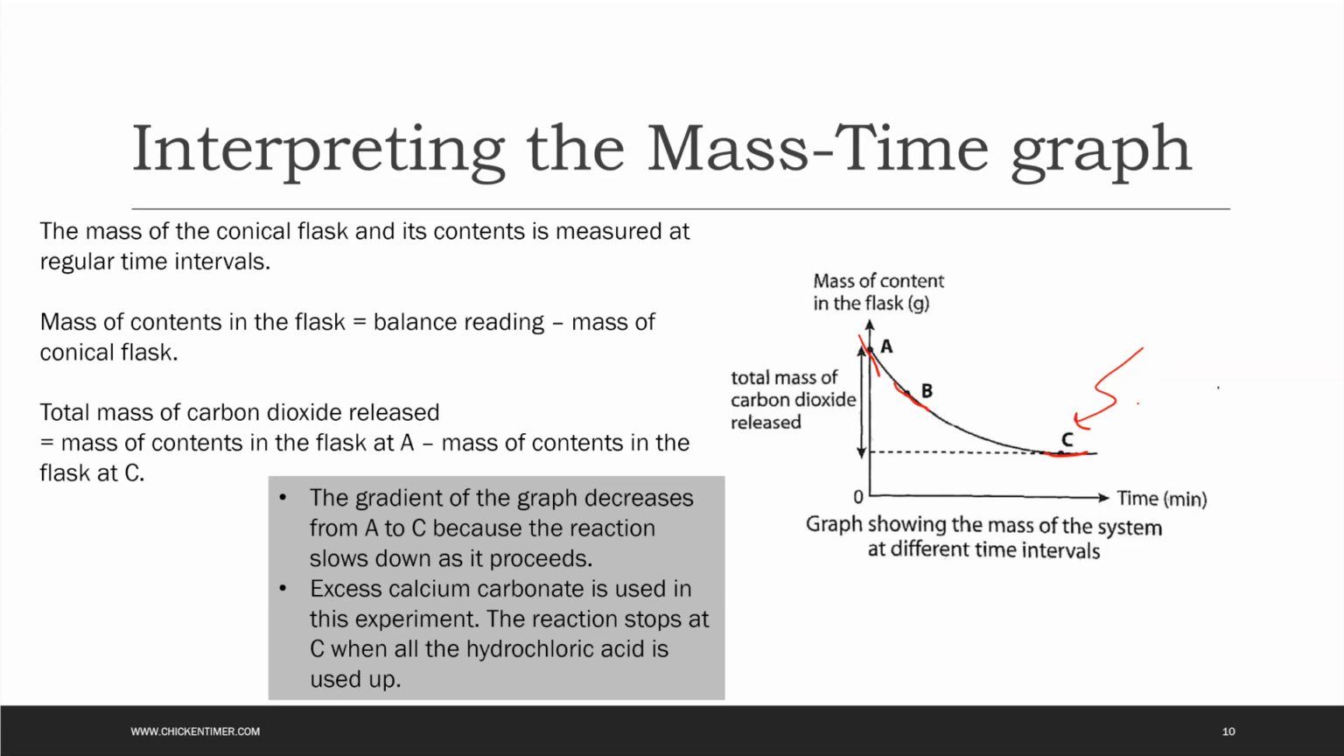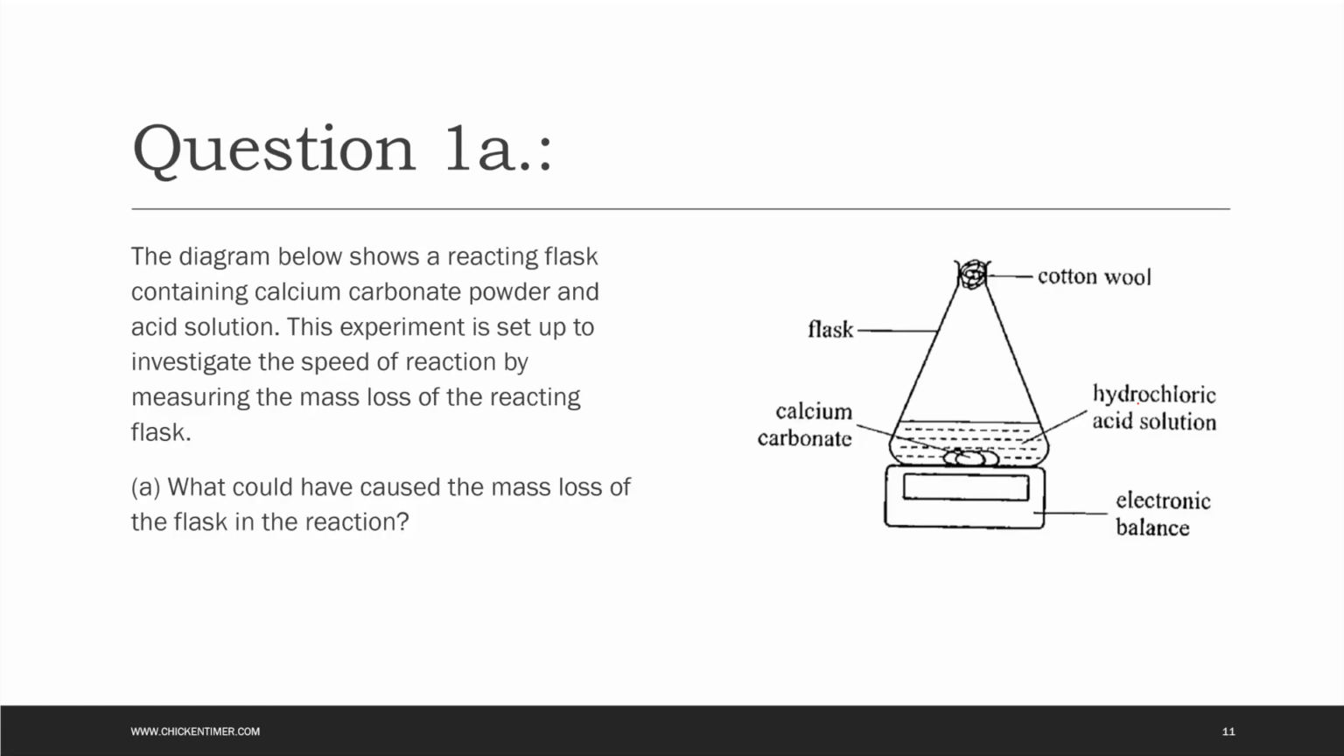Then if they want it with collision theory again, you have to say that all the reactants have been used up. Then A is the fastest, and B is slower than A. You can talk about the gradient at A being the steepest, so the reaction is the fastest. If they want the collision theory explanation again, just use whatever we discussed earlier. Same thing. This one looks kind of weird, but it's the same concept.